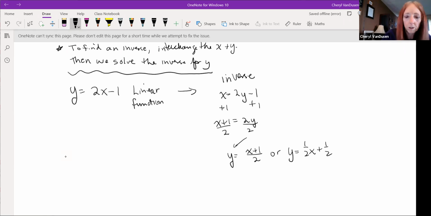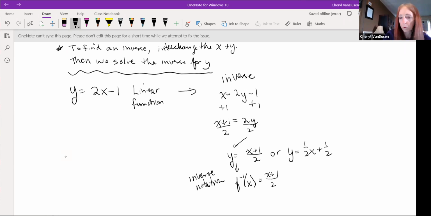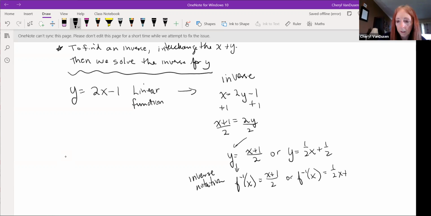And then there's something called inverse notation that you might want to take note of. Once you have it solved for y, you can replace it with inverse notation. What we do is we take the y out and we put this f to the -1 of x. Now, it's not like the -1 power. It's just indicating inverse. I don't really know why. I don't make up all these rules, but this is the function notation we use for inverses. And that would be our inverse.